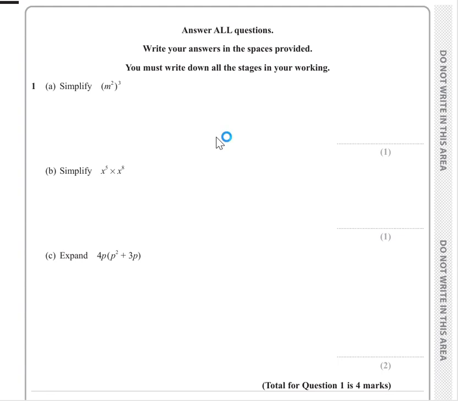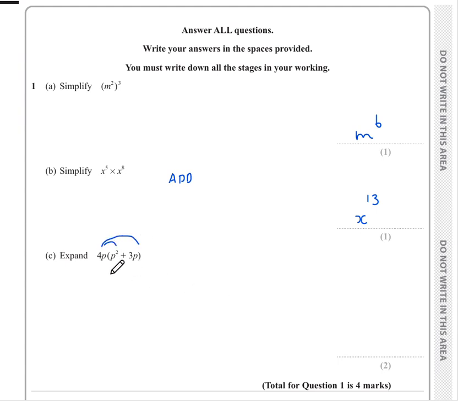Question number 1. Simplify m squared to the power 3. So in this situation where we've got the brackets, we're going to multiply the powers and it's going to give us m to the power 6. Simplify x to the power 5 times x to the power 8. So when we've got this situation where we multiply, we are going to add the powers, which is going to give us x to the power 13.